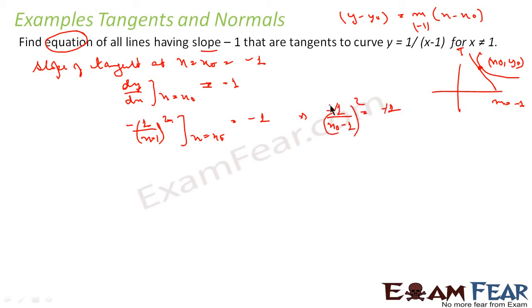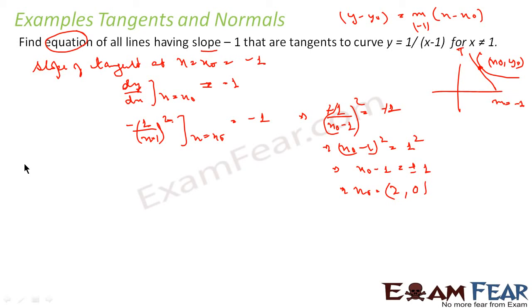So minus minus cancel. With this I get nothing but (x naught minus 1) square is equal to 1, or 1 square you can say, or x naught minus 1 is nothing but plus or minus 1. So my x naught will be nothing but, if you take plus 1, this becomes 1 plus 1, that is 2, or if you take this as -1, minus -1 cancel. So I have two values of x naught, 0 or 2.